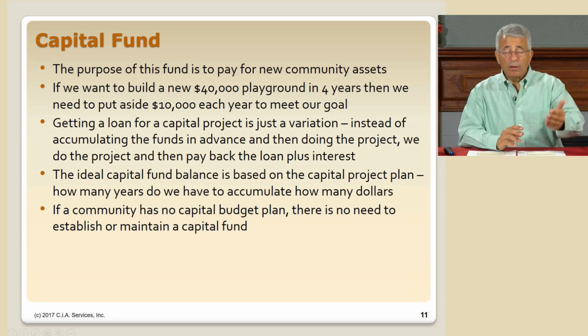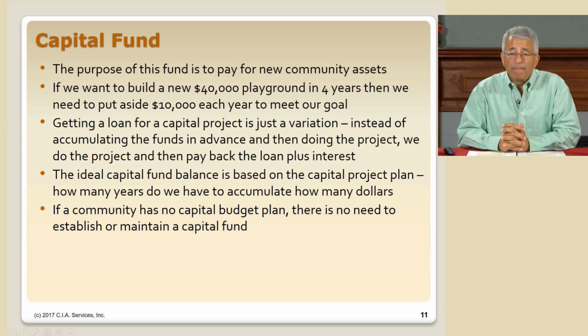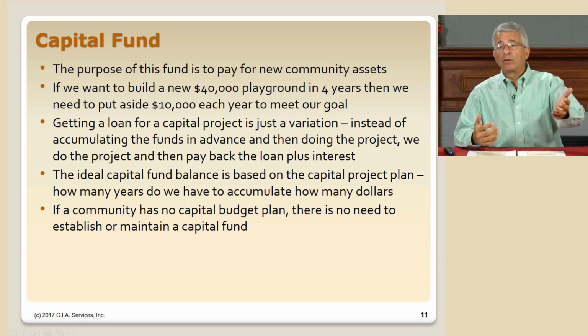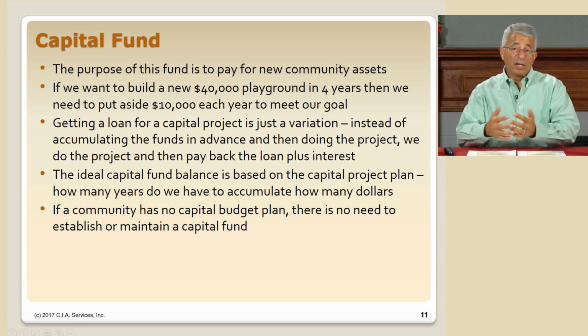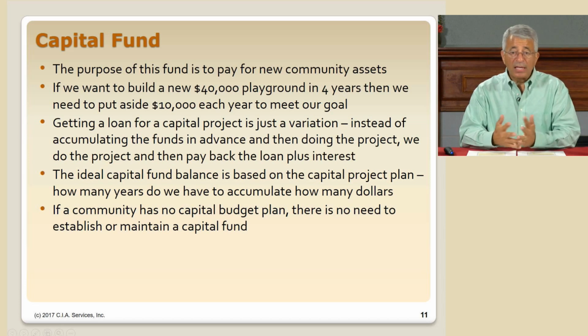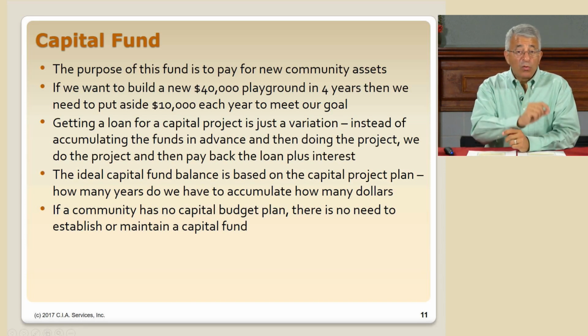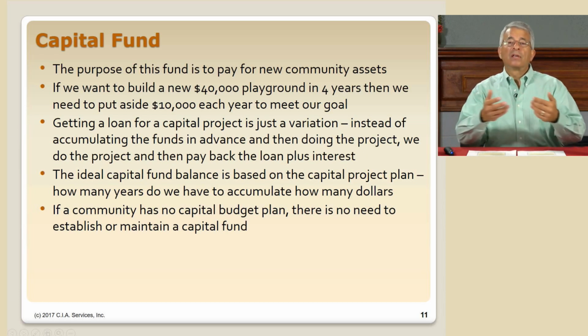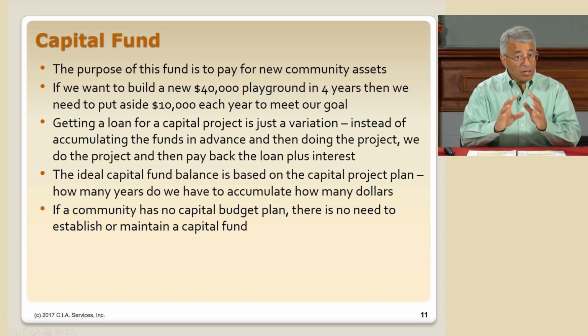We've talked operating, replacement, now we're on to the capital fund. Again, this is for new community assets. So if we decide we want to build a playground, $40,000, we want to save up for it, and in 4 years we want to have it done, then we need to put aside $10,000 a year in order to reach our goal. That's pretty easy math. The math sounds very similar to what I just talked about on the replacement page regarding if we want to repaint a fence every 5 years and how much we'd put aside. So the calculations are very similar.